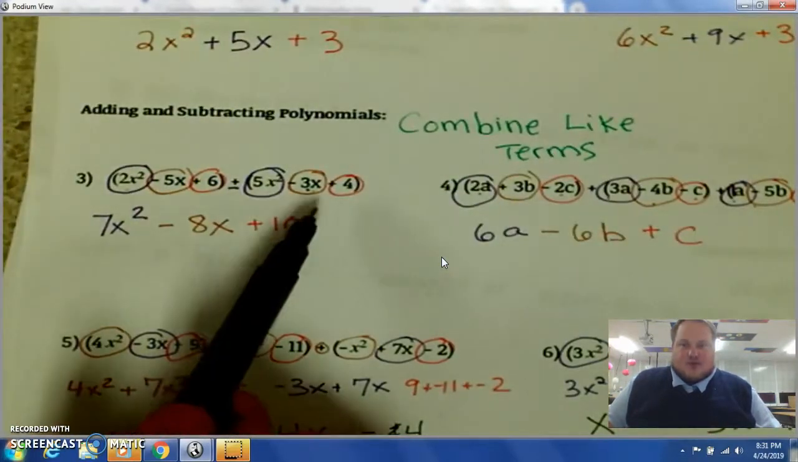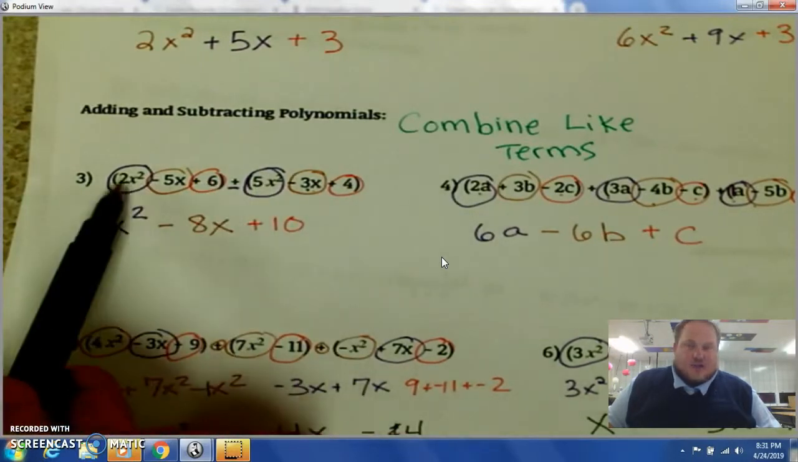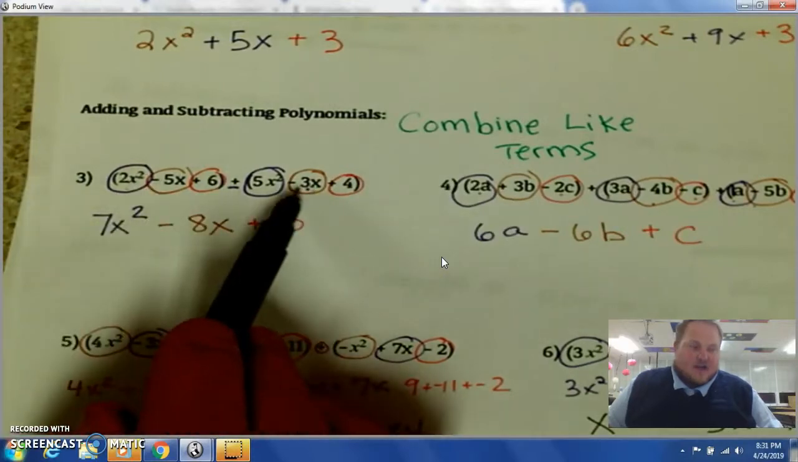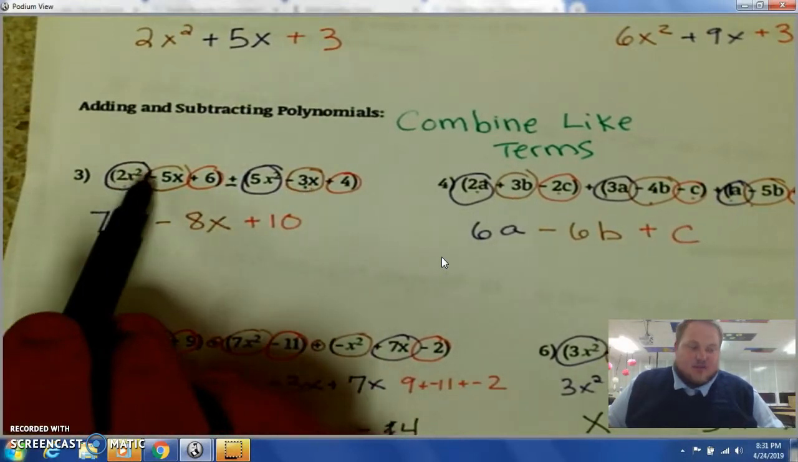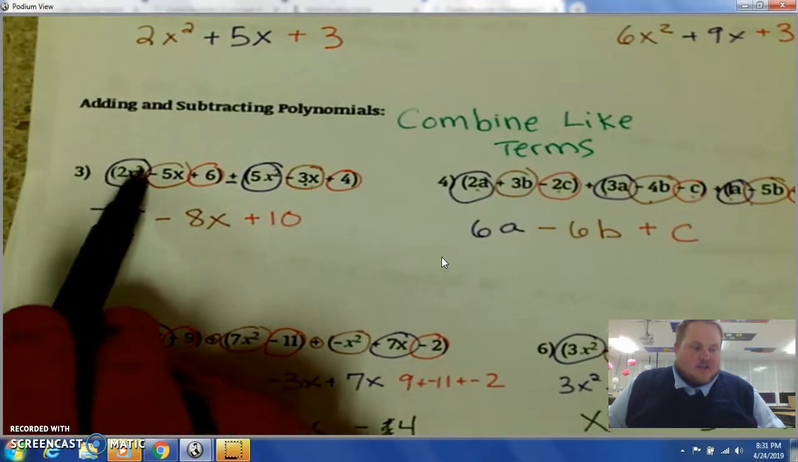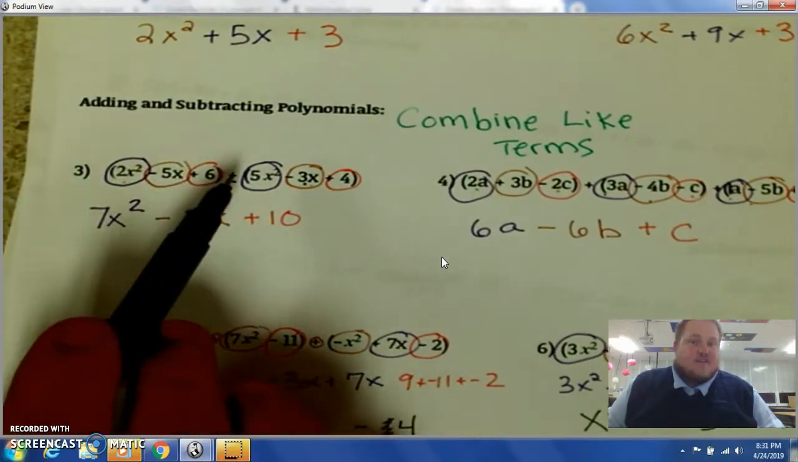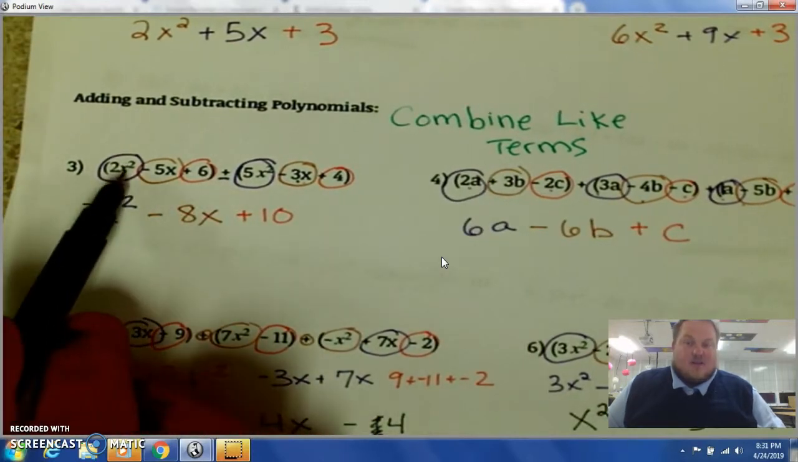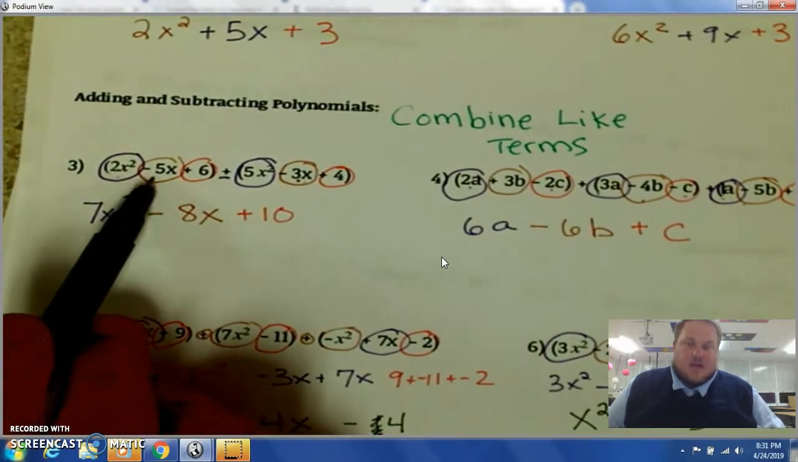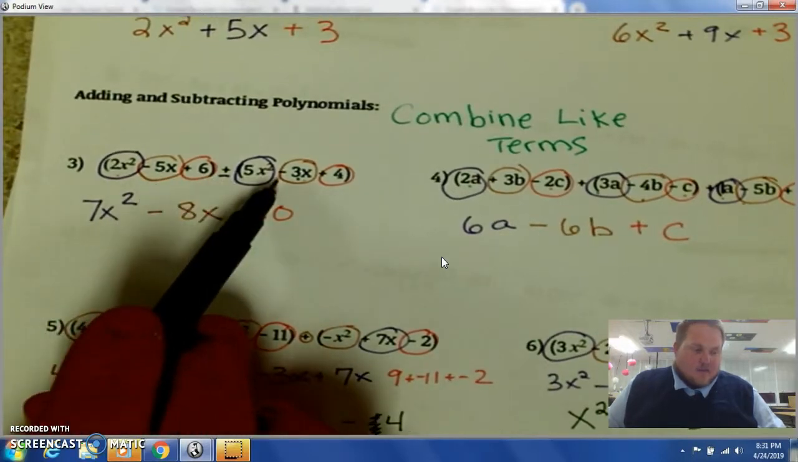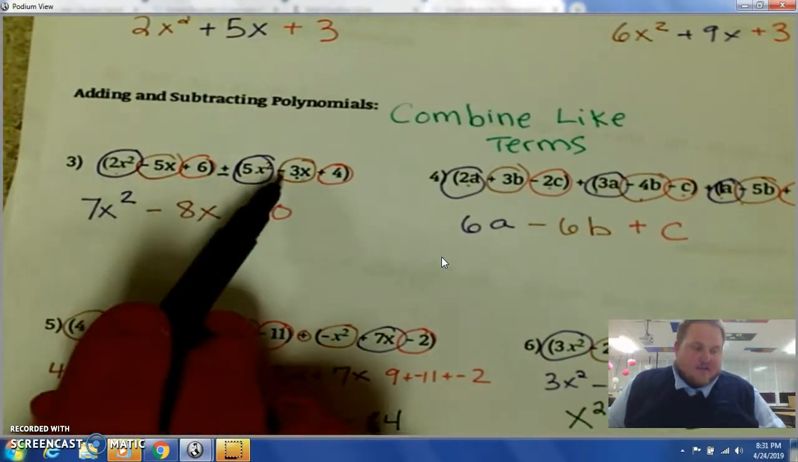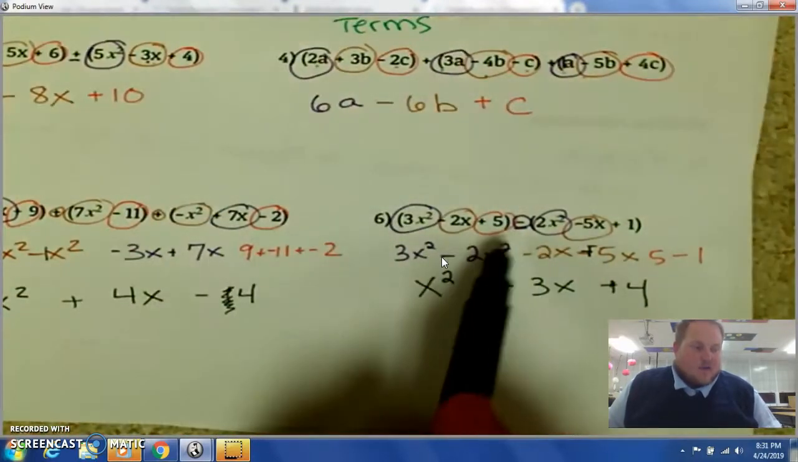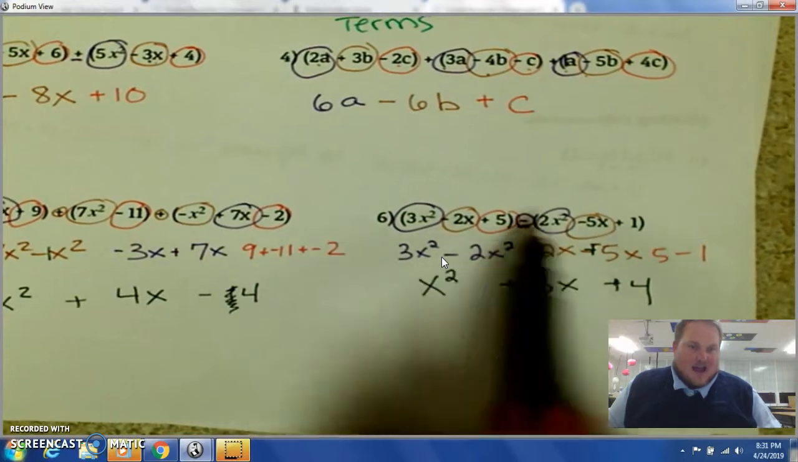Down here with adding and subtracting polynomials, we combine like terms. And we talked about how this is 2x squared and that's like a 3x. We can't combine them because they don't share the same exponent. But 2x squared and 5x squared do share the same exponents. So we add the coefficients, the 2 and 5, and get 7, and keep the x squared the same. You'll do the same with the x. Negative 5x plus negative 3. Negative 5 and negative 3 make negative 8. You keep the x the same, and so forth. Always keep in mind whether the sign is asking you to subtract or add.